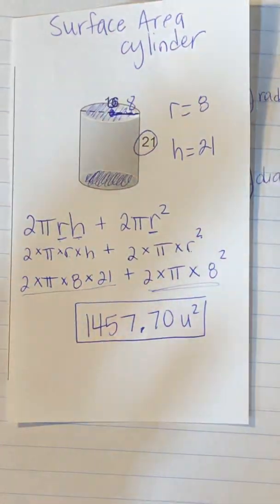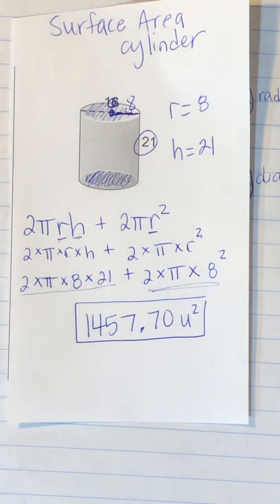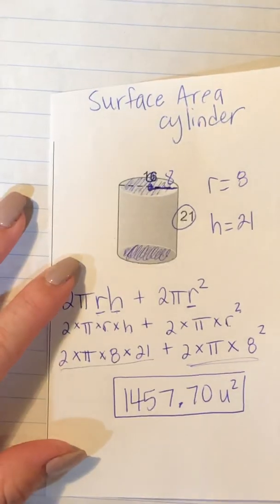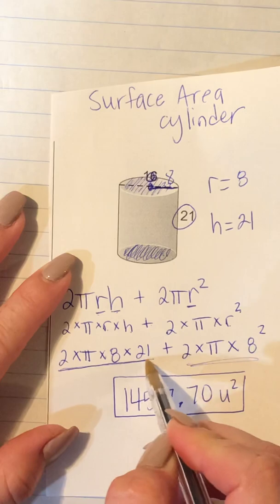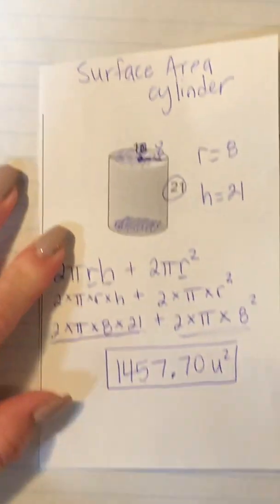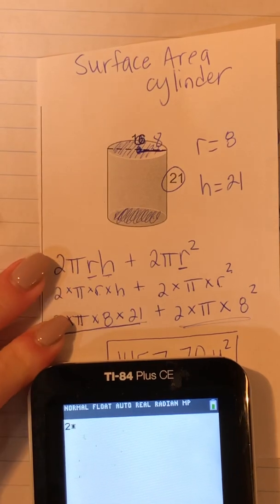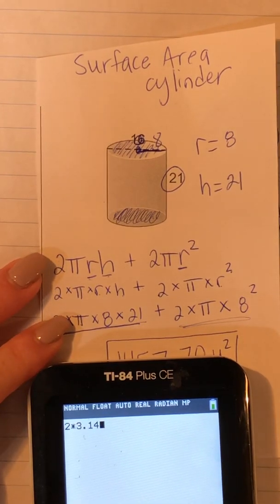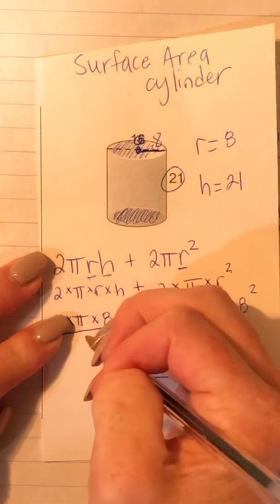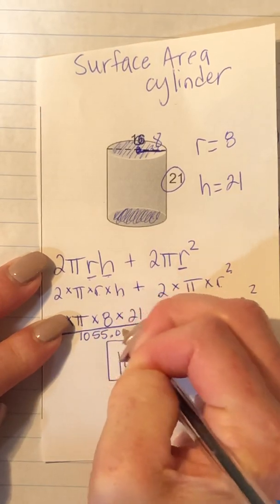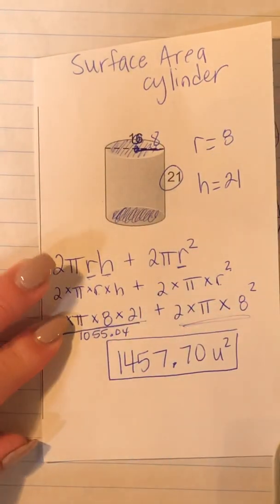Now let's talk about what you would have done if you did not have this type of calculator. So let's just say you had a basic phone calculator. The way that you would have put this in is put in this left side right here all by itself. So I would put in 2 times, instead of pi, because we don't have a pi button on our phones, I would just put in 3.14 times 8 times 21. And I just hit enter. And right here would be that answer, 1055.04.